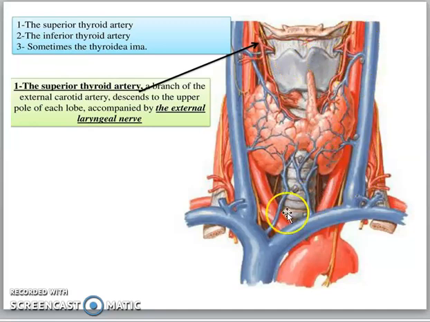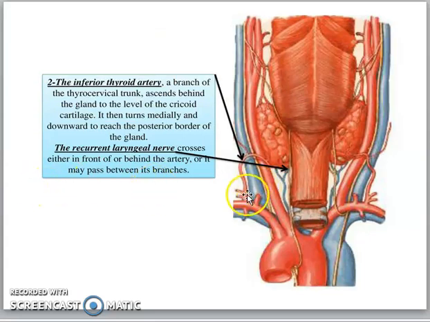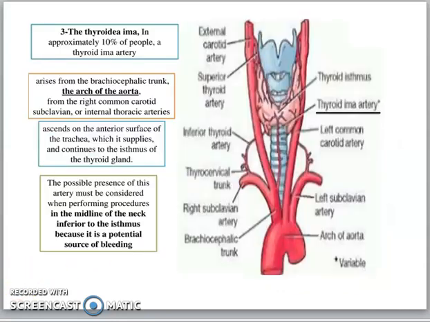So another one is the inferior thyroid artery. Look at the inferior thyroid artery. This one is actually a branch of the thyrocervical trunk. Okay. Now, I also mentioned that the thyroid ima sometimes exists. If the thyroid ima exists, which is in about 10% of humans, it takes its origin from the brachiocephalic trunk, sometimes from the arch of the aorta.